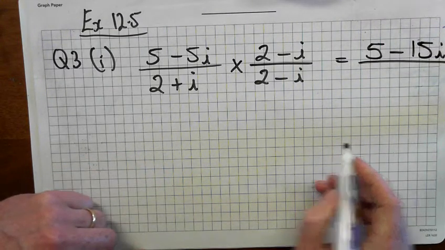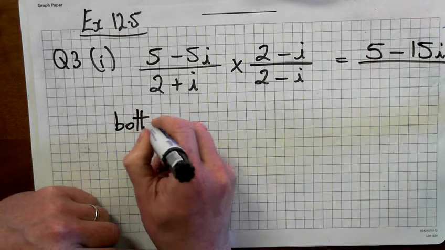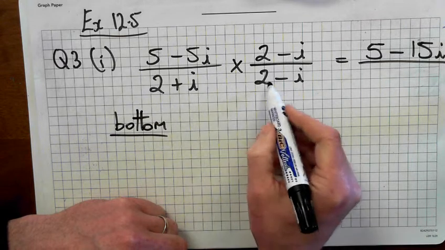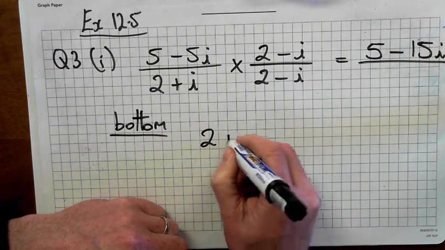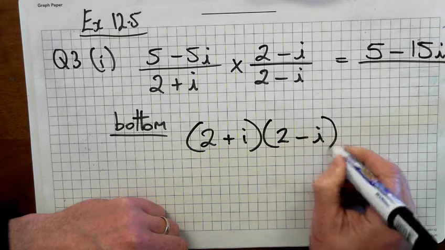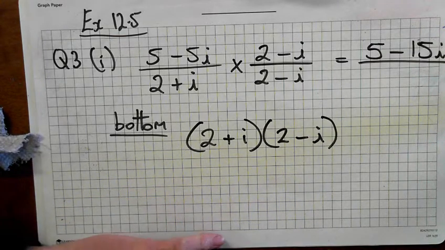Okay, I'm going to multiply the bottom bit now. So the bottom, 2 plus i times 2 minus i. Just keep looking up at the board. That's why you're not writing. That's why we're recording it.